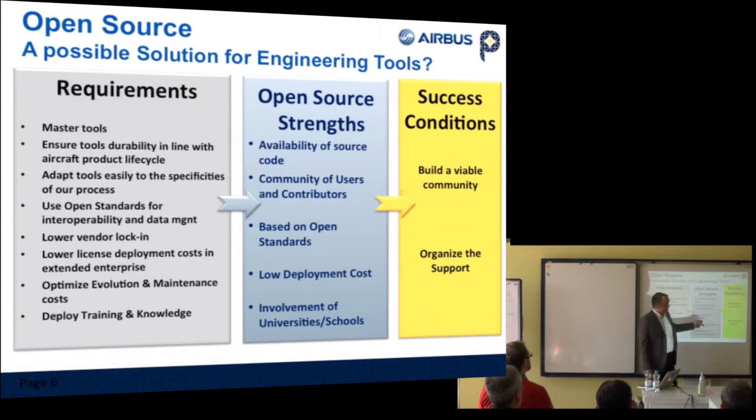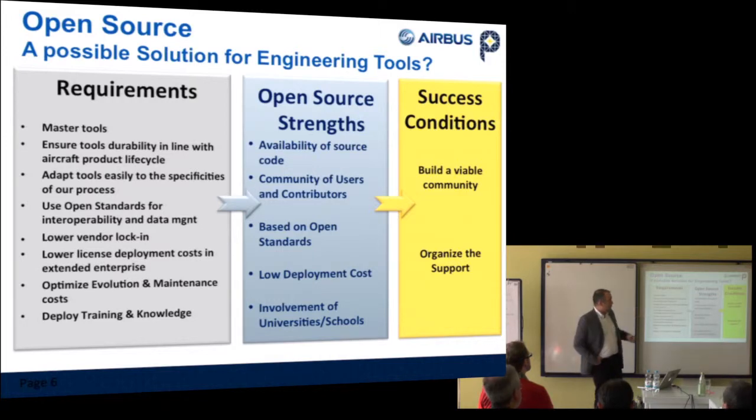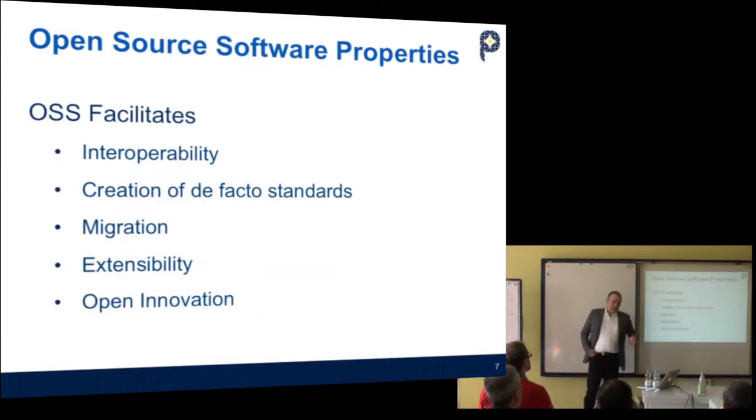Open source is not enough. You have some conditions for success, and one of the conditions for success is to build a viable community. We can go deeper into the open source software properties, and I think that we will agree that open source software facilitates interoperability because you have access to the data format, for example, and to the code to write and read the data formats.